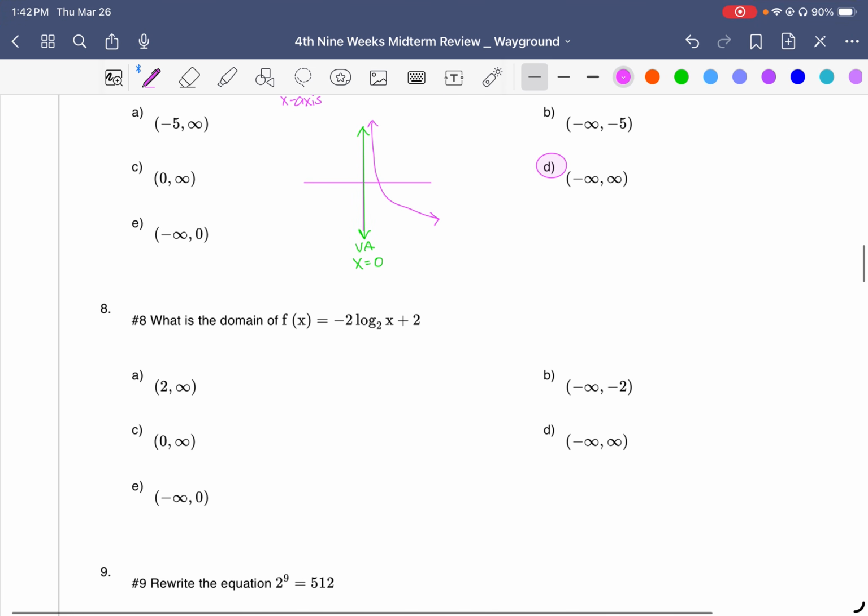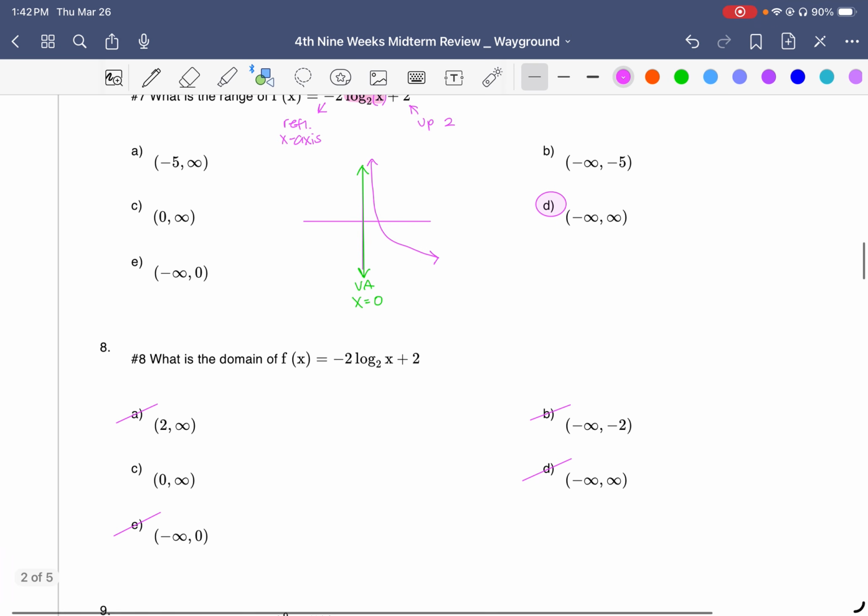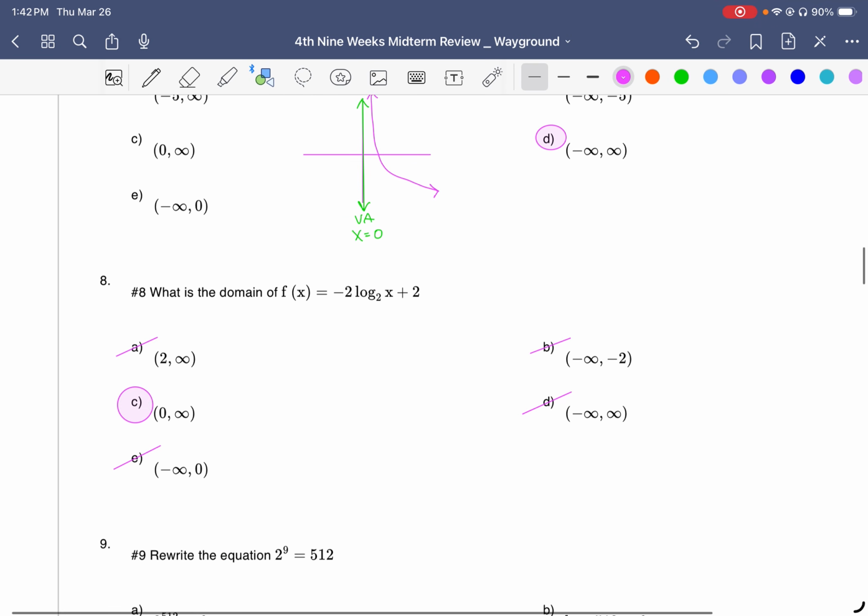So I'm going to eliminate a few answer choices. I cannot go to negative infinity because I am restricted by that vertical asymptote. And then we did not go to the right 2 units. Okay, so the vertical asymptote stayed at 0. The answer would be C.